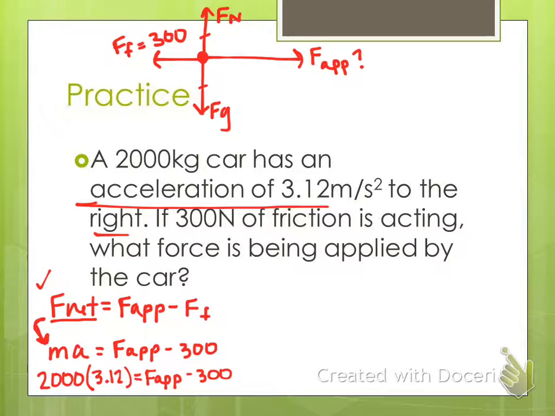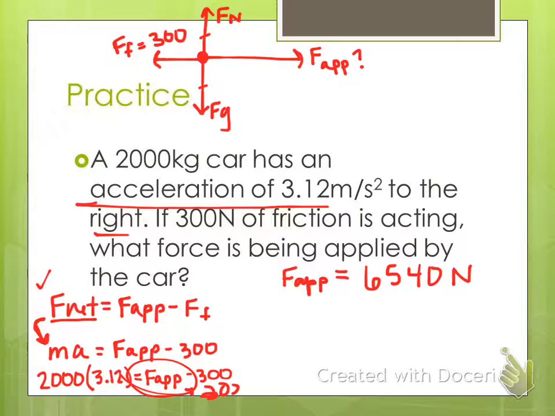Now we can do the math to solve for that applied force. I solved this by multiplying, and then I added over my 300 to get my applied force by itself. Since it was minus 300 originally, I added it over to get applied force by itself. So setting up the diagram and getting to this net force equation is really, really important. What other questions do we have?